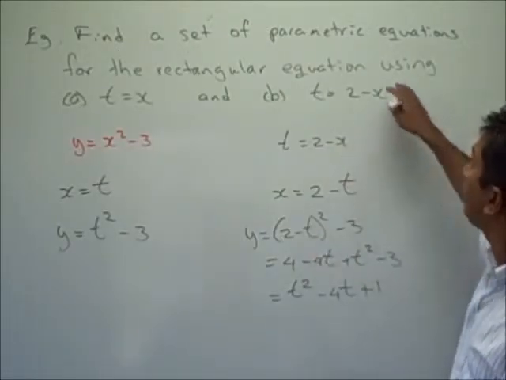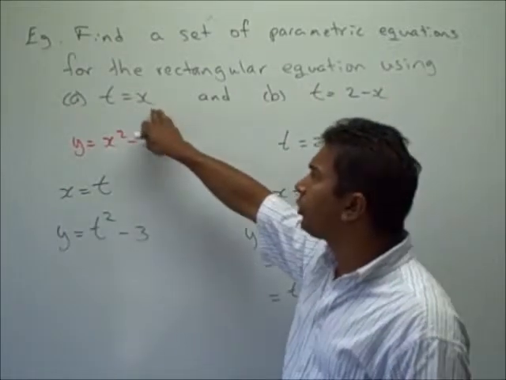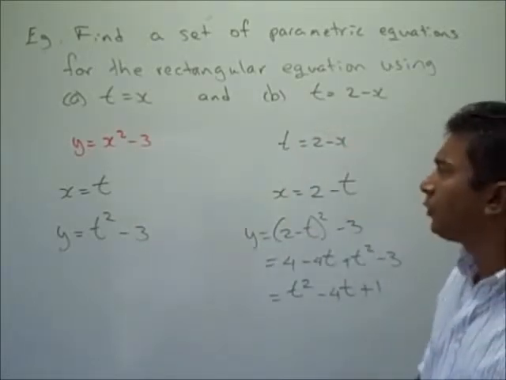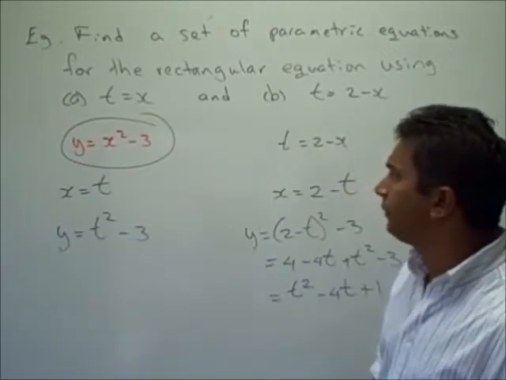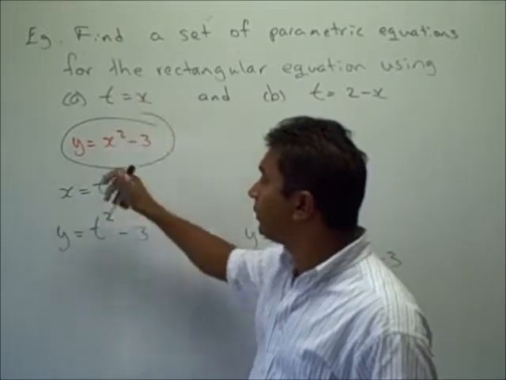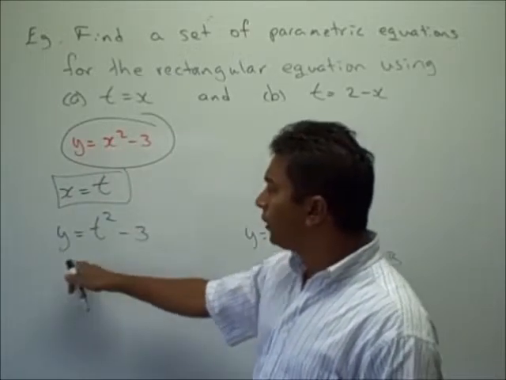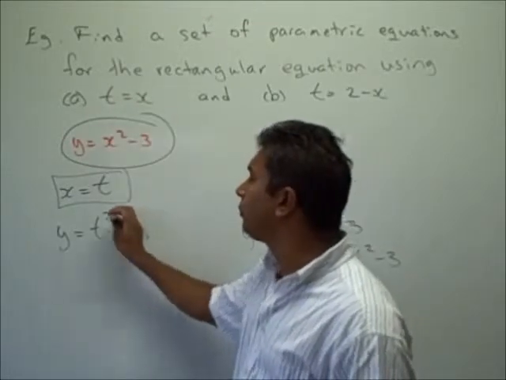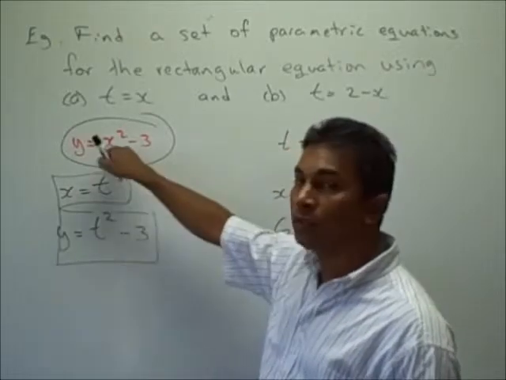Here we're being asked to find a set of parametric equations for the rectangular equation using first t is equal to x and then t is equal to 2 minus x. So our rectangular equation given is y is equal to x squared minus 3. To find the first parametric equation, we know that x is equal to t, so this is already done for us. Now to find y, we're going to replace x with t since x is equal to t. So our second parametric equation is y is equal to t squared minus 3.